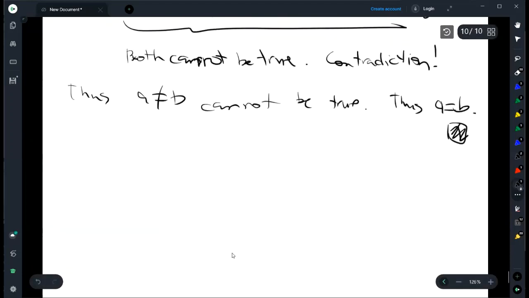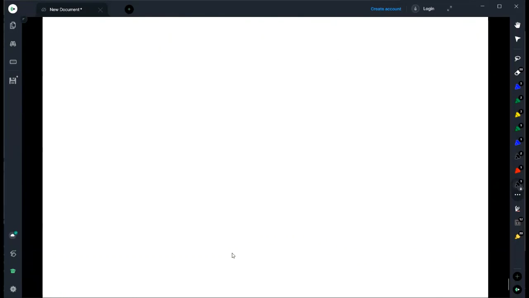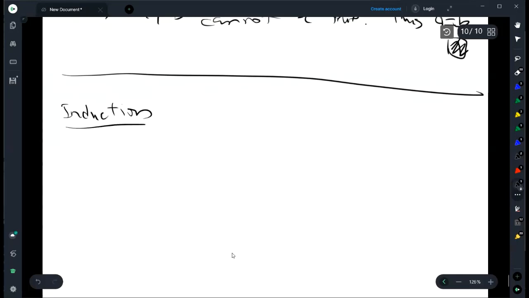And the final part of these preliminaries deals with another important type of proof, and that is proving by mathematical induction, or simply proving by induction.